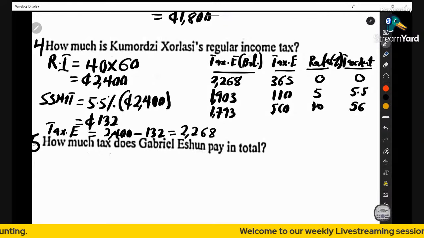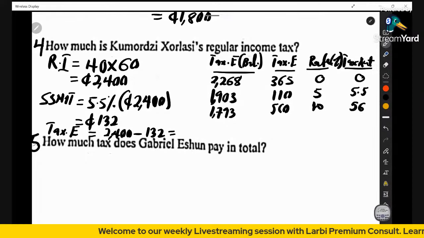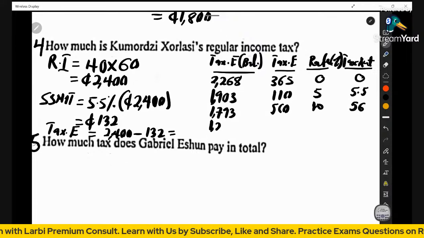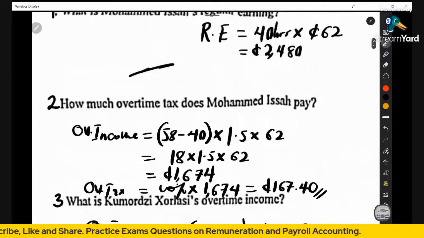Once you get 56, that is fine. That is done. We are done for that column. And then for us to get the balance remaining, we subtract the 560 from this amount so that we get the balance. When I subtracted that, I had 1233.